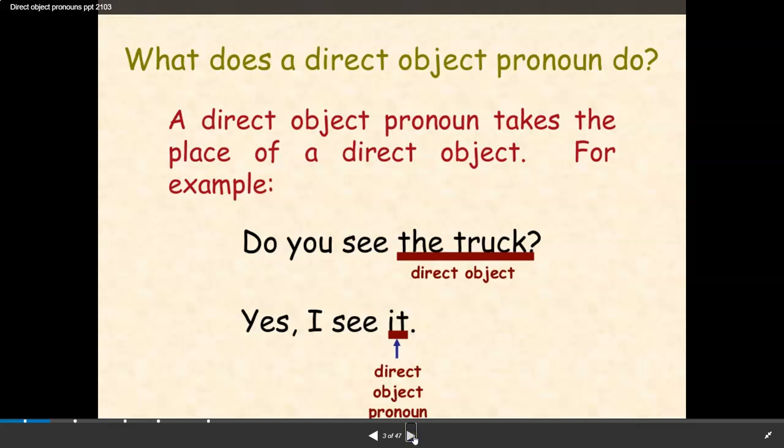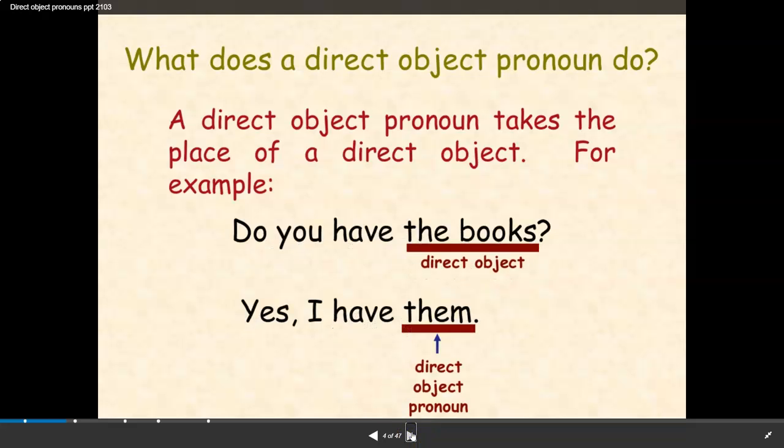What does a direct object pronoun do? A direct object pronoun takes the place of a direct object. For example, look at my sentence. Do you see the truck? What do I see? The truck. And don't forget that direct objects answer what? What do I see? The truck. I want to replace that with yes, I see it. It becomes the direct object pronoun.